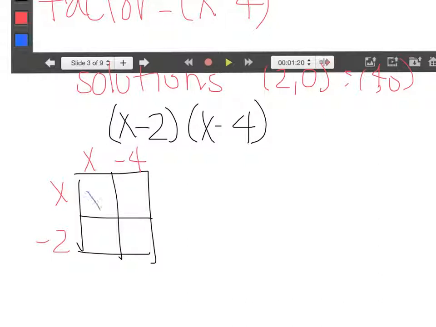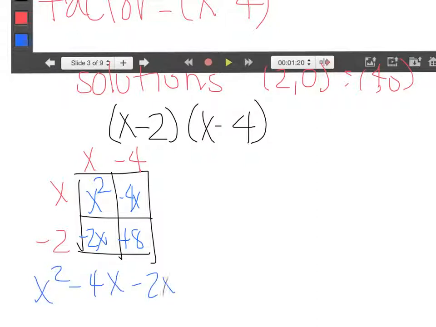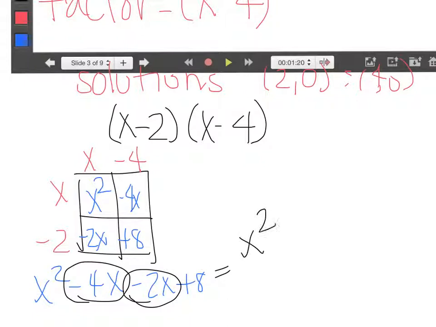x times x is going to give me x squared. Negative 4 times x is going to give me negative 4x. x times negative 2 is negative 2x, and negative 4 times negative 2 is positive 8. So I have x squared minus 4x minus 2x plus 8. I can combine negative 4x and negative 2x, which gives me x squared minus 6x plus 8.